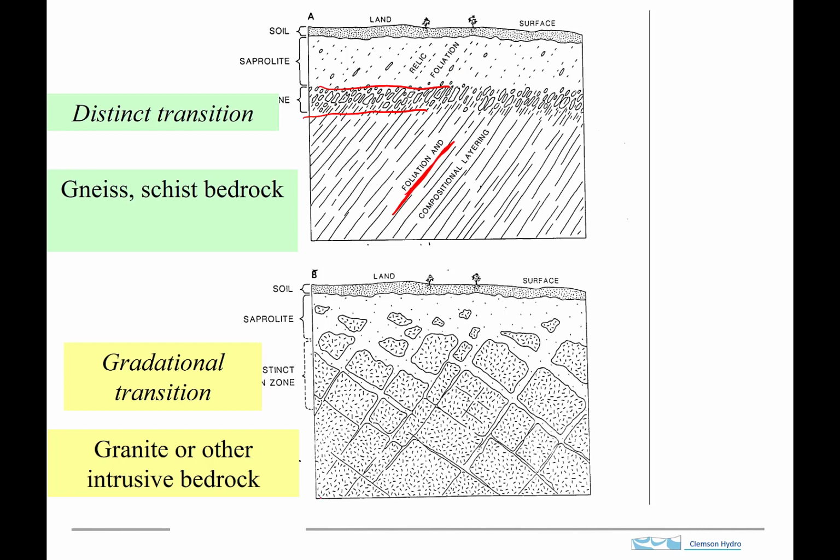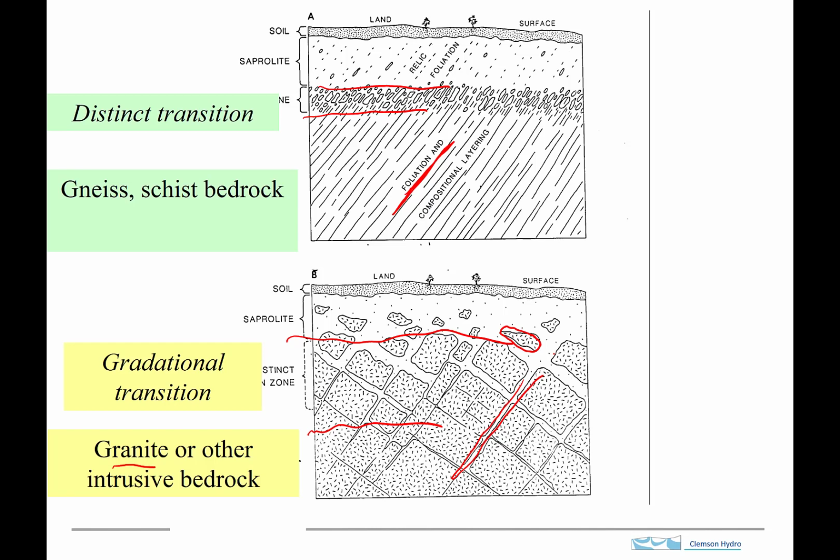But in areas that are underlain by granites or granitoids or rocks that are relatively massive and don't have the layering, then the transition zone is much broader. There are pieces of relatively unweathered rock up at shallow depths, but then the zone where there is significant weathering along the fractures occurs fairly deep.